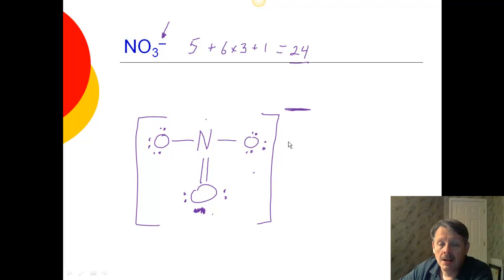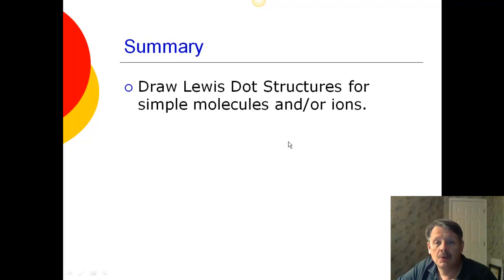All right, go ahead and start working on the worksheet. If you have questions, please see me in class. You should be able to do this now. All right, let me summarize. The summary is real simple. The summary is you should be able to draw Lewis dot structures for simple molecules and or ions. So go ahead and give the sheet a try and ask me questions if you have them. Go back and watch the podcast again if you need to.